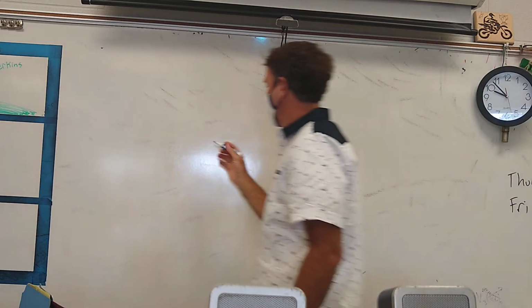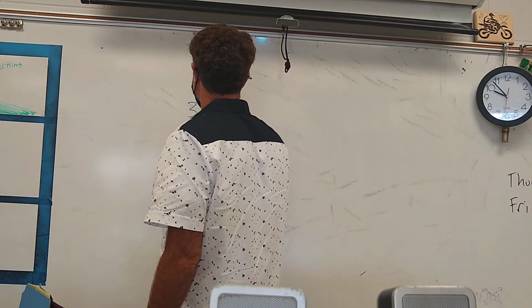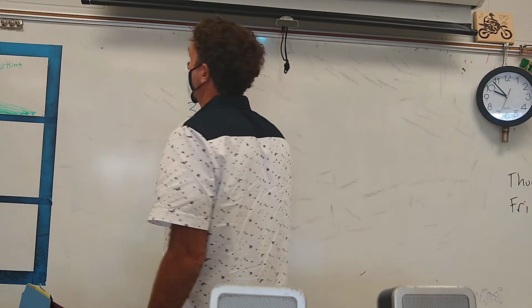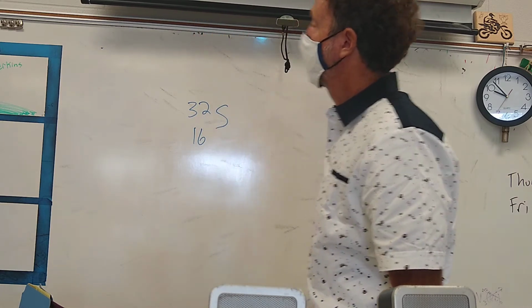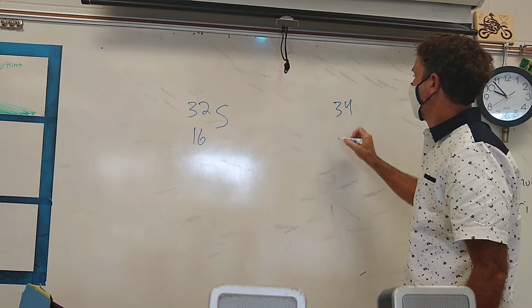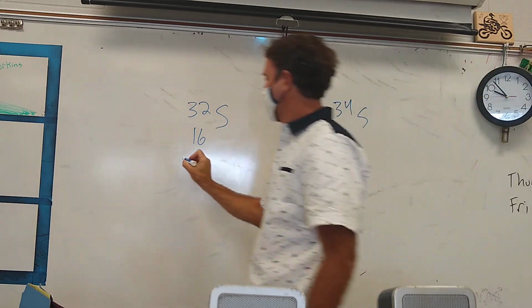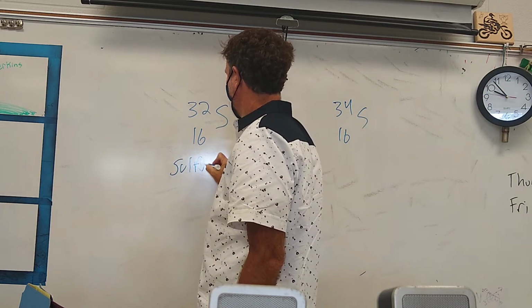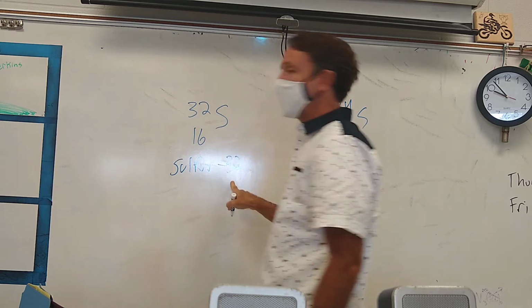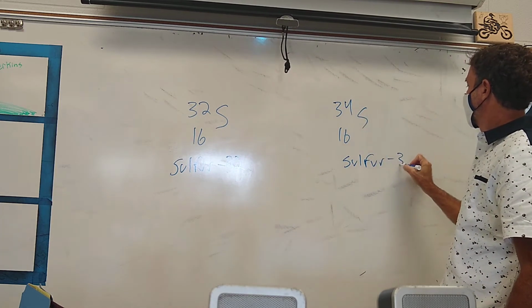Here is, let's say, sulfur 32. 32 over 16S, right? Everybody like that? And then what if we had 34 over 16S? This is called sulfur 32. It's the most common by far. You write sulfur dash 32. And this would be sulfur dash 34.